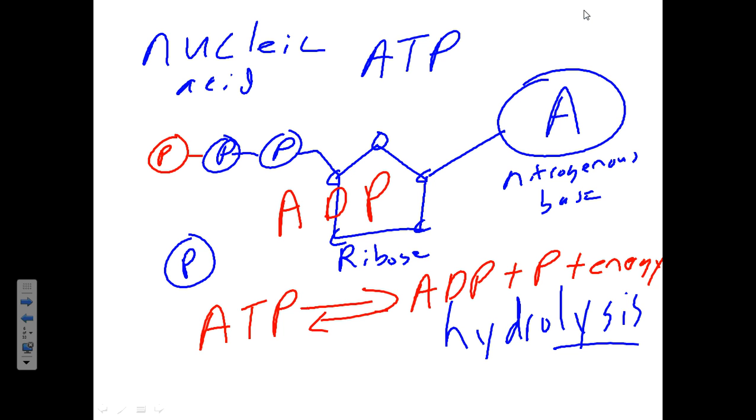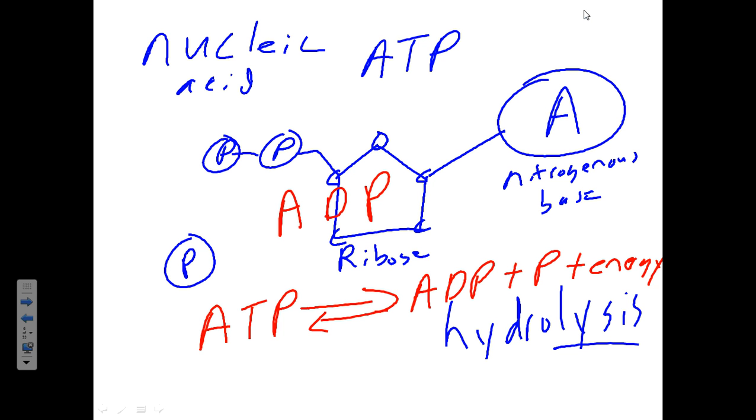All right, so know what ATP looks like. Sugar in the middle, nitrogen base connected to one side, adenine, 3 phosphates connected to the other. Know that when you need to get energy out of it, it gets hydrolyzed, it gets broken down. And essentially all that gets broken off is that last little phosphate. It gets transferred to something else, gives energy to that something else. And that equation is important too.